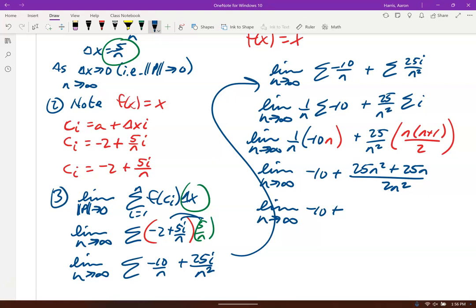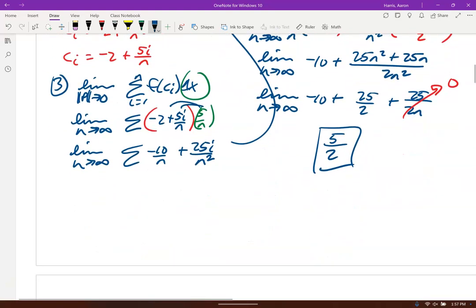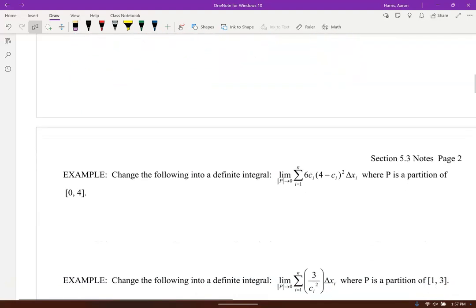So we got 25 over 2 plus 25 over 2n. Now we run that to infinity. That'll go to 0. So I got negative 10 plus 25 over 2. So that'll give us 5 over 2. Okay, and that's the integral from negative 2 to 3 of f of x being x. All right, let's go the other way around now.